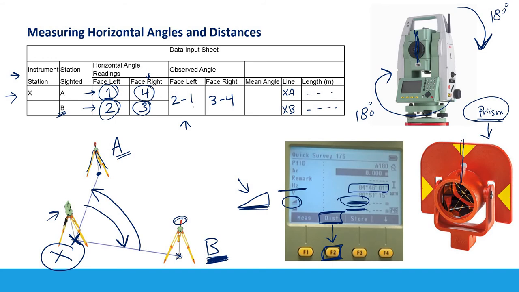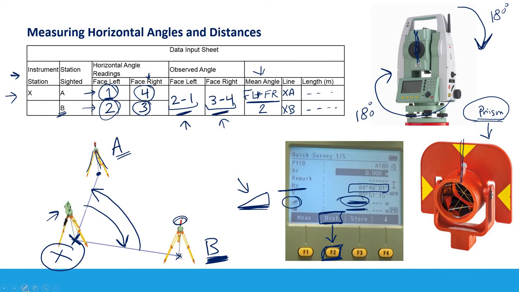Okay, now you have here two values. They should be very close to each other. The difference between them mostly would be in seconds. The final mean angle, which is our aim, is the average of these two numbers. So here we will have this number plus this one divided by 2. Okay, I will write it in this way. Let's say face left plus face right divided by 2, and this is the mean angle, and this is the horizontal angle between these two directions.